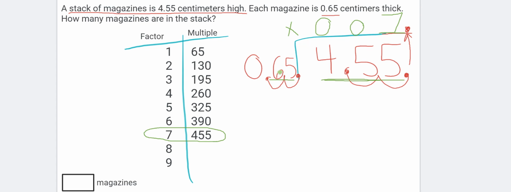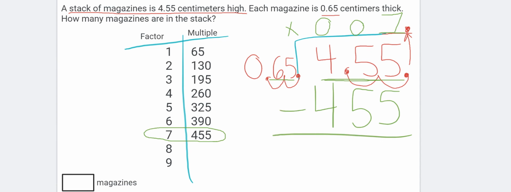I divide. Now I multiply because I divide, multiply, and subtract. So now I have to multiply 65 times 7. 1, 2, 3, 4, 5, 6, 7. 455. And I'm going to subtract. 5 minus 5 is 0. 5 minus 5 is 0. 4 minus 4, I know, is 0. So as of right now, I believe that there are 7 magazines in this whole stack of books.